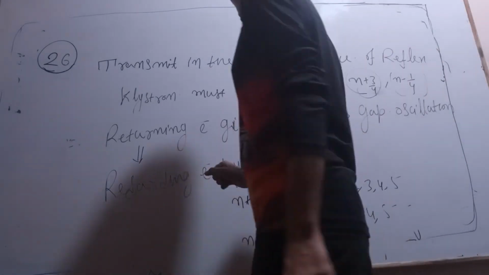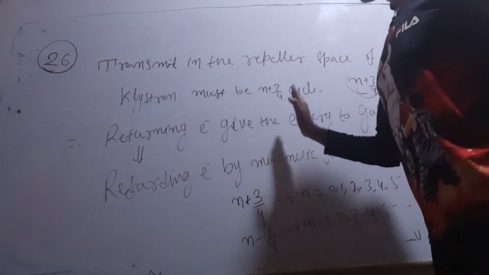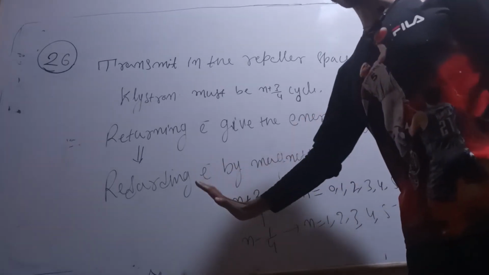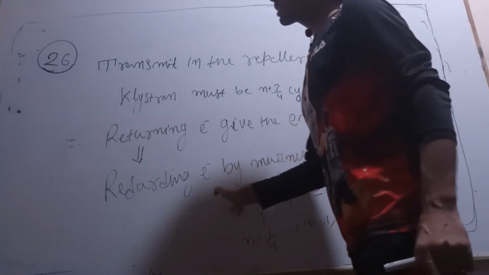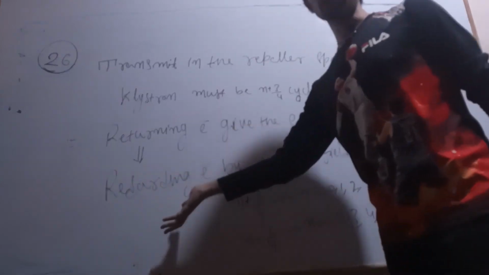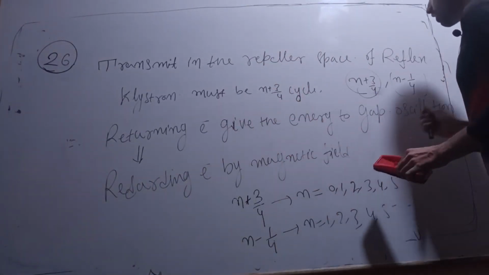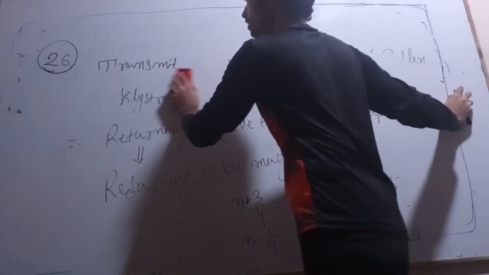These are the modes where the returning electron will give its energy to the gap oscillation. Gap oscillation means it is giving the energy to the RF signal. In this way we are able to increase the power of the RF signal. So that's all for this question number 26.